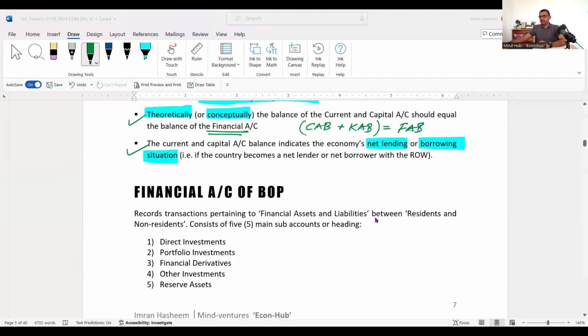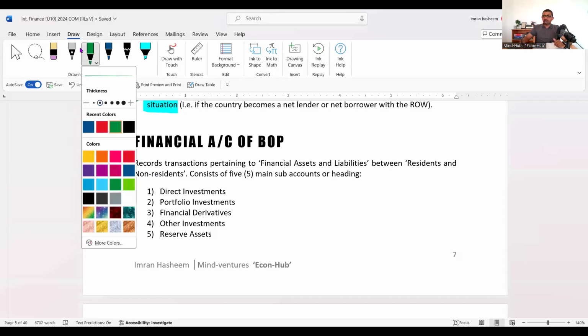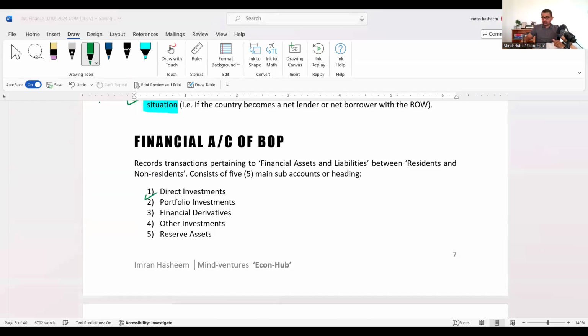Right. Then the financial account of the balance of payments. This is the final of the three accounts we have to talk about. You know the items: three types of investments, direct, portfolio, and other. Two items, derivatives and reserve assets. Always try to recall it that way and keep the number of items in mind. Okay, those numbers we talked about.